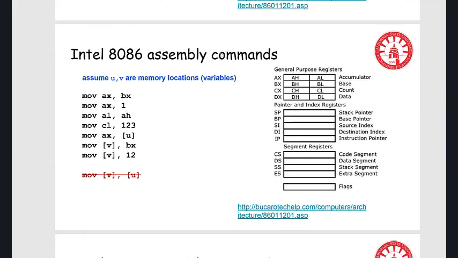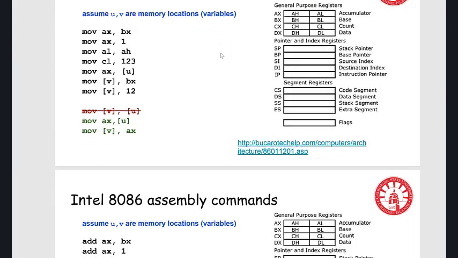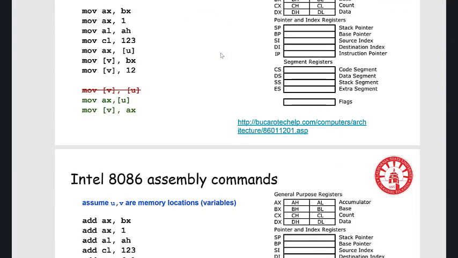The solution for this is to first move the content of memory location U into the AX register, and then move the AX register into location V in memory. So when you want to move the content of memory from one location to another, the CPU has to be in between. Memory cannot exchange content without CPU supervision. Therefore, we take data from memory, we put it in the CPU, we process it, and then we put it back into a memory location.